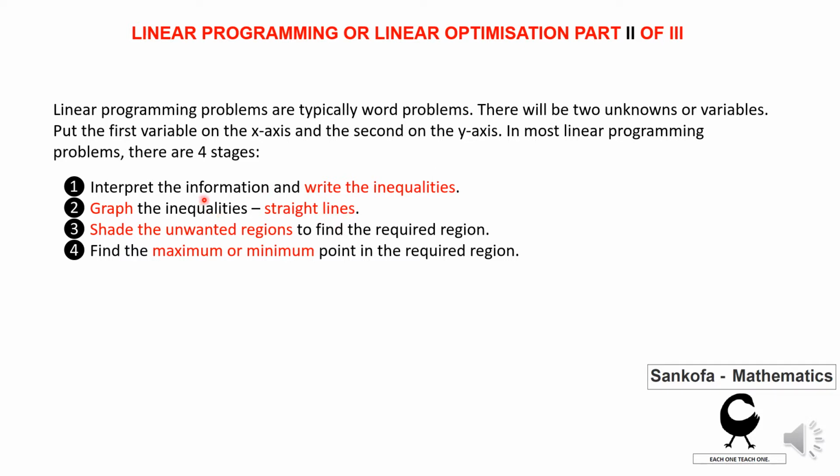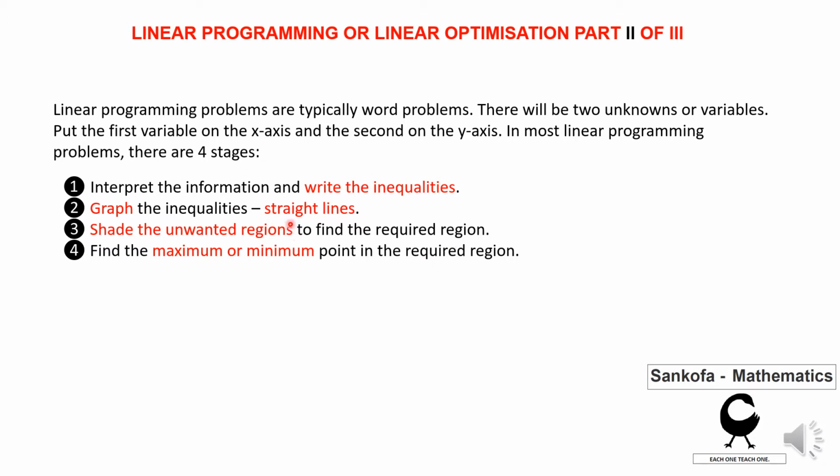You have to interpret the information and then you must write the inequalities. And then you have to graph the inequalities. Remember, when you graph the inequalities, it's straight lines. When something is included, it's a solid line. When it's not included, it's a dotted line or a broken line. Then you shade the unwanted regions in order to find the required region that you will work with. And then you find the maximum or minimum point inside the required region.